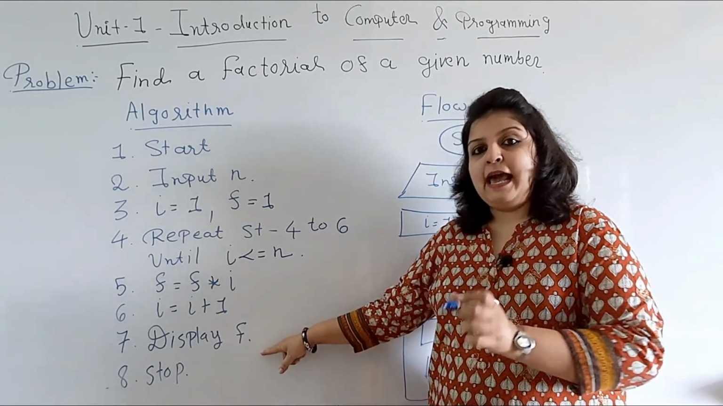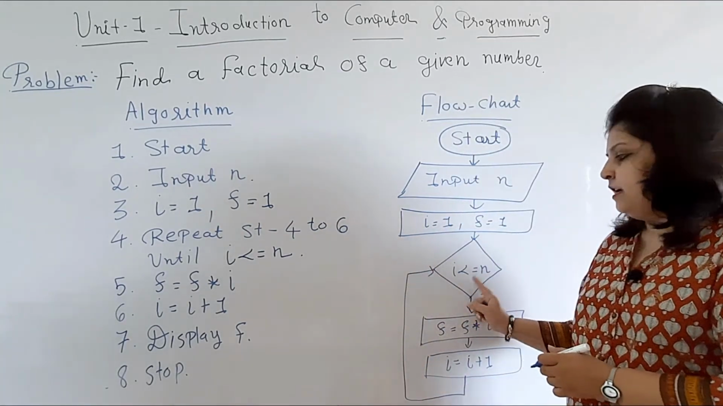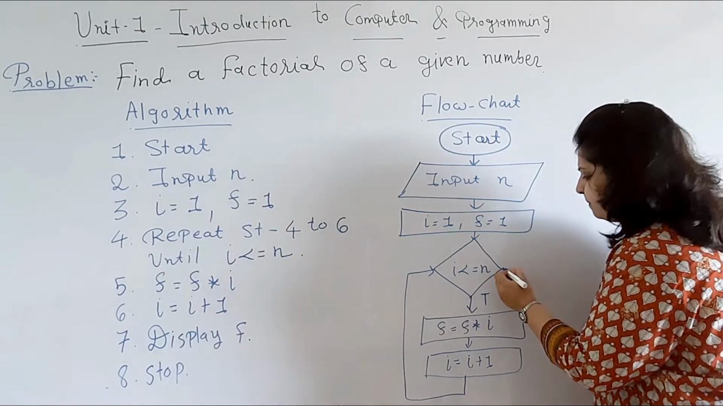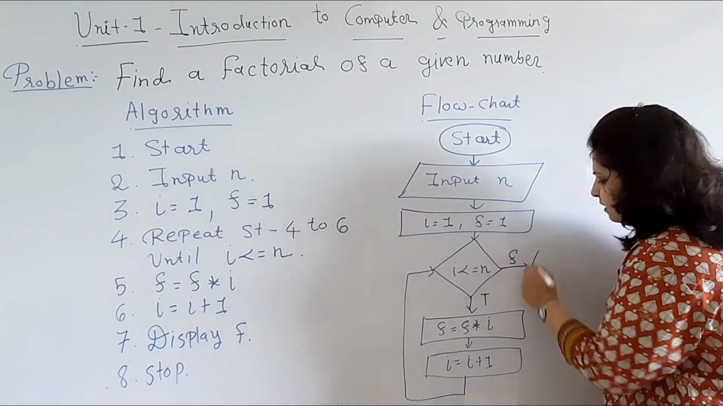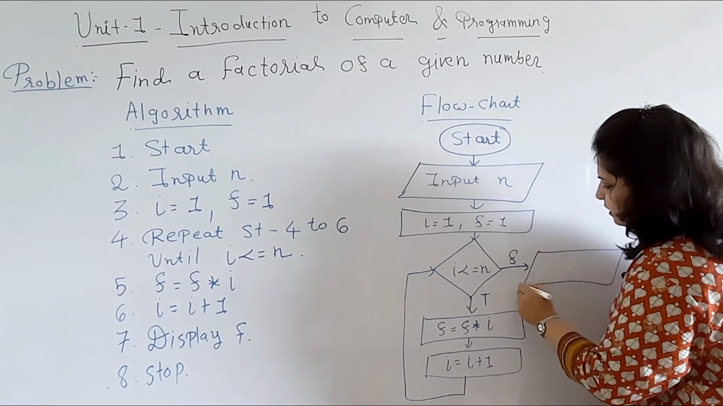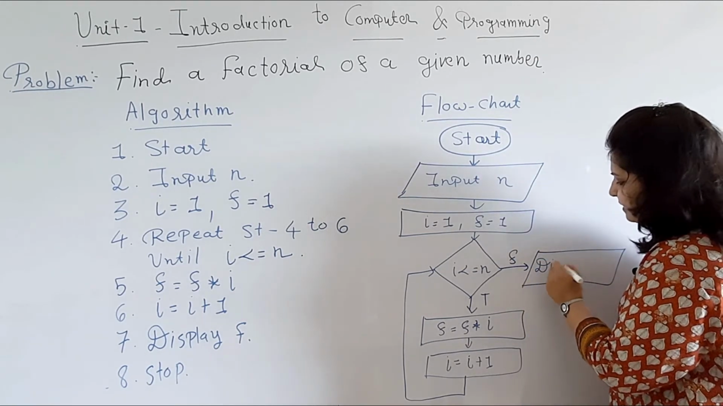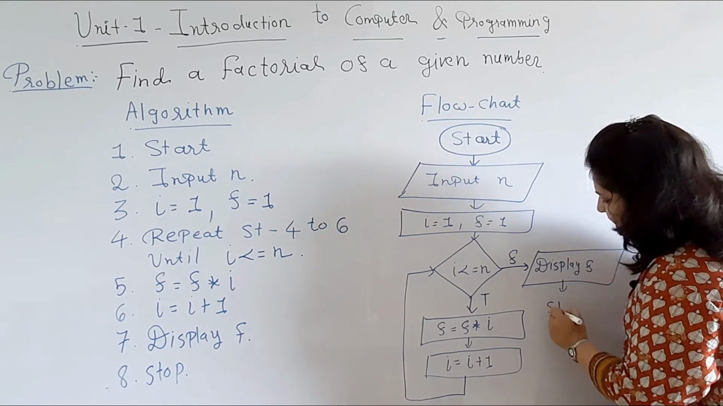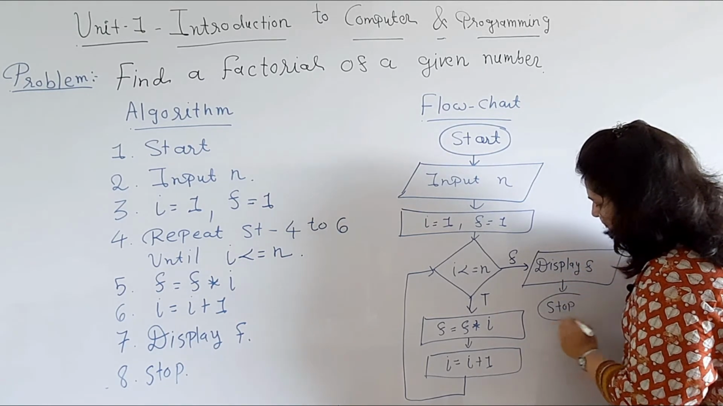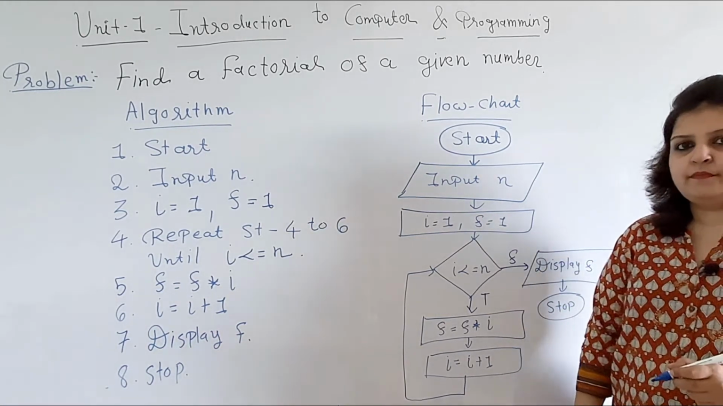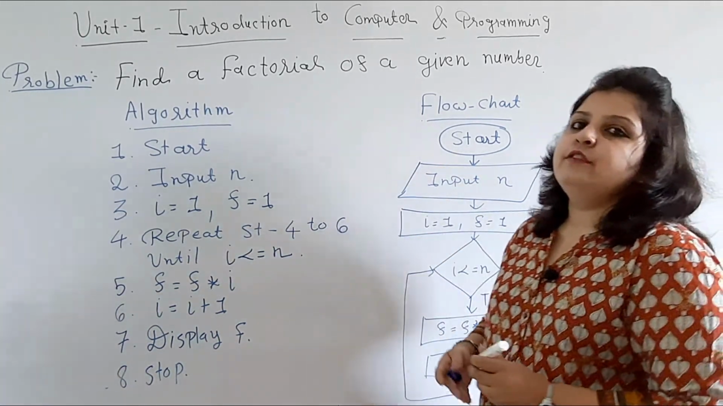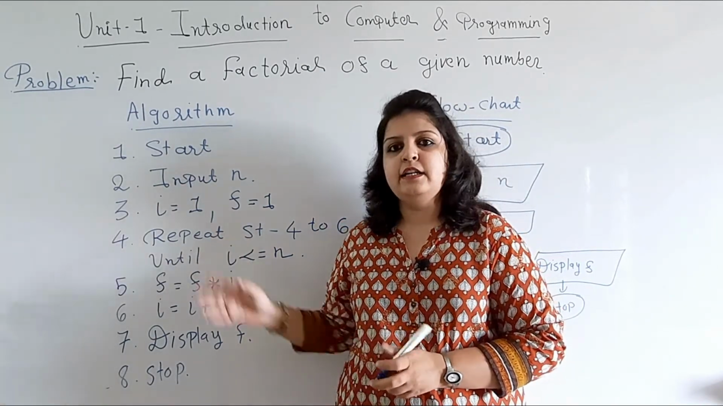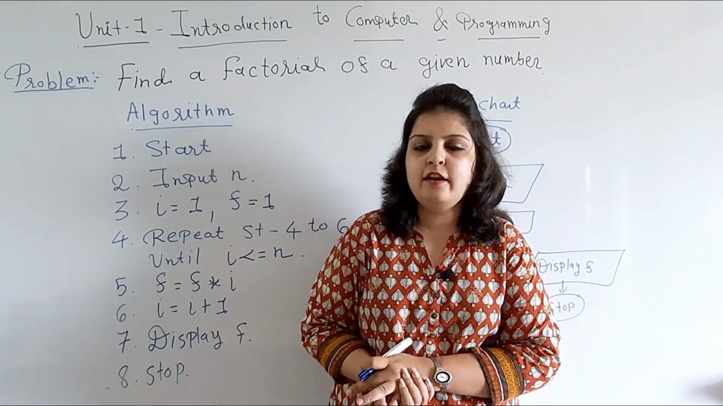And at last display f. This statement will execute when this condition becomes false. So in the false part display our output, that is f. Display f, and last is stop. So in this way we can draw a flow chart and write an algorithm for a factorial number.